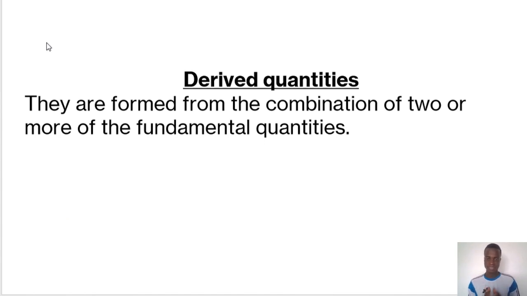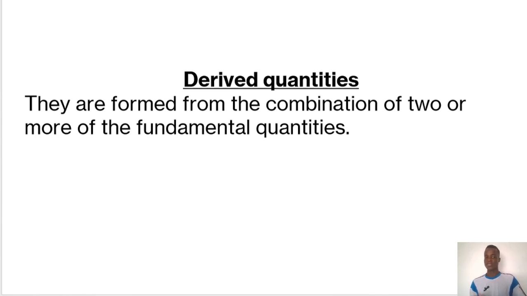So we say derived quantities, they are formed from the combination of 2 or more of the fundamental quantities, right? So if you combine any of the fundamental quantities together, 1 or 2 or 3 of them, once you do any combination of the fundamental quantities, you are going to have a derived quantity. Whatever is in that space is going to be a derived quantity.